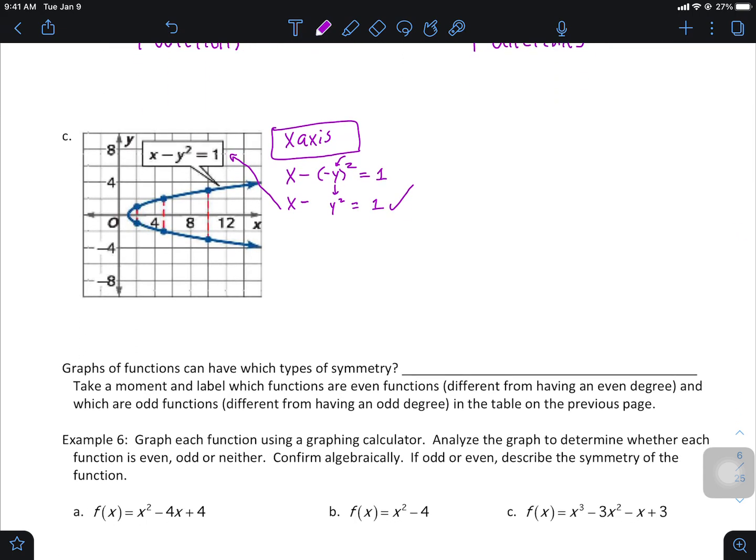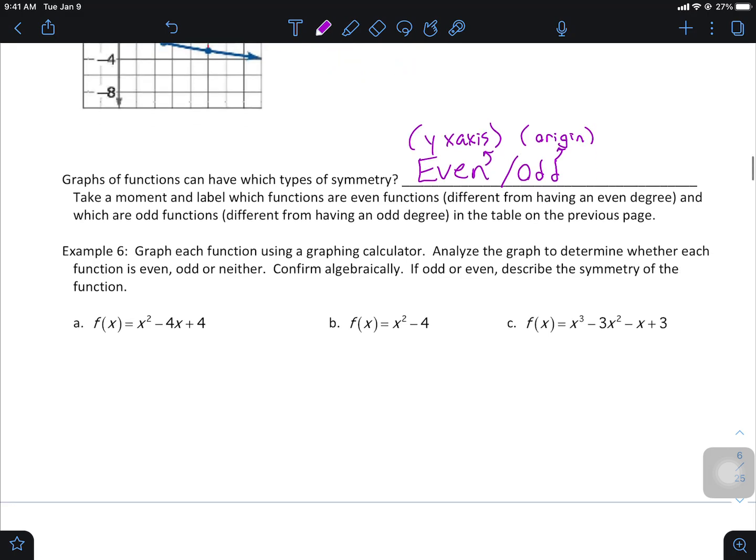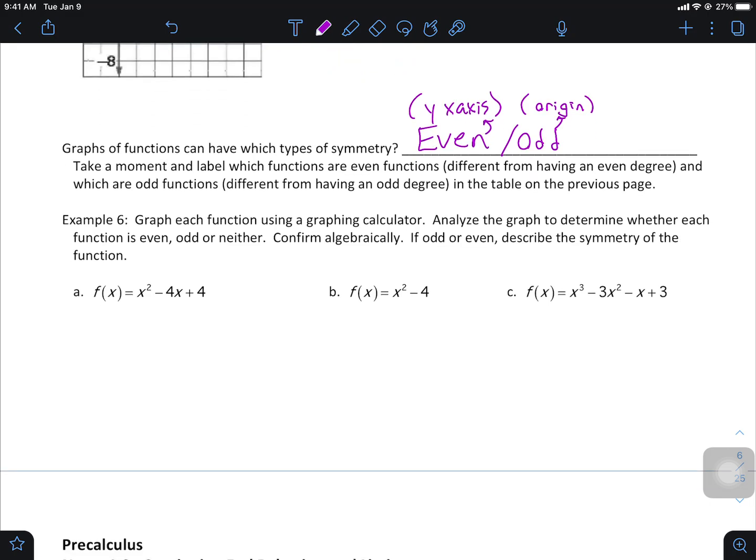Graphs of functions can have what types of symmetry? They can have even or odd. And remember, even is just with the y-axis, with respect to the y-axis. I would write that down. And then odd is with respect to the origin. Just a little bit of memorization right there. But essentially all this is going to be the same here. Now we're going to go and see if these are even or odd.